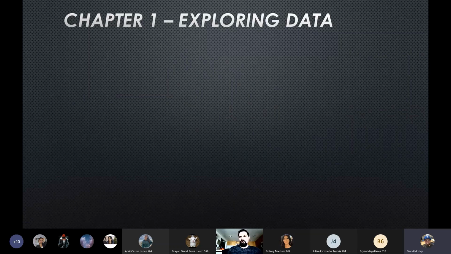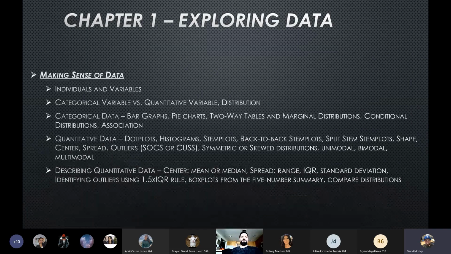Chapter 1 went into exploring data. Right? We have to make sense of our data. Right? We have individuals and variables. Right? We have categorical variables and quantitative variables, and then we can display those in distributions.